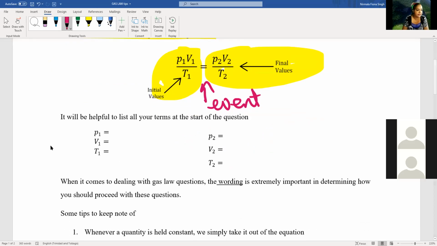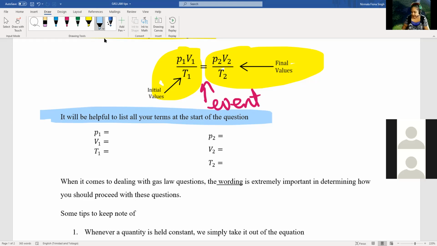It is helpful to list all your terms at the start of the question. Folks, I do this up to today. I have done thousands of heat questions and gas law questions in my lifetime, and I still do this today. I don't think I can show you the notepad because it's not showing up on the screen, but probably if I can get the camera.